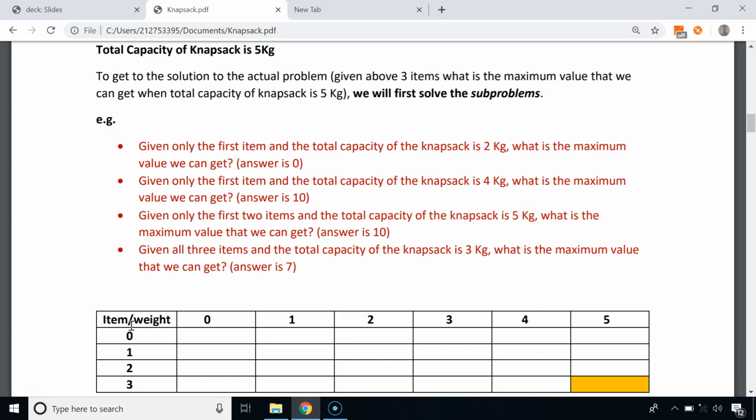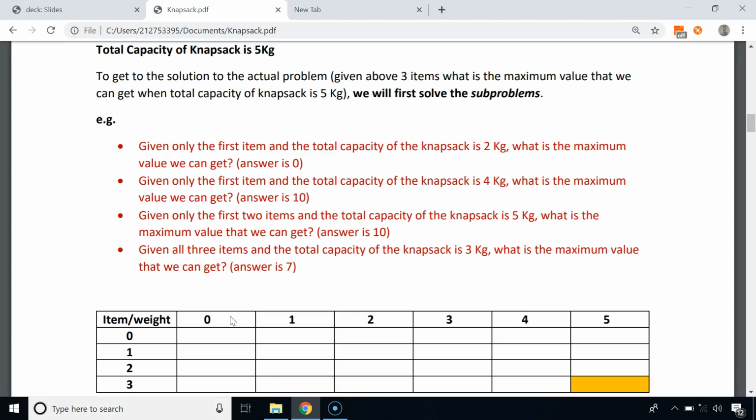So we can represent the problem using a two-dimensional array where rows represent the items and the columns represent the knapsack capacity. So this row represents the solution to subproblems when we don't consider any item, and this row represents the solution to subproblems when we consider only the first item, and this row represents the solution to subproblems when we consider the first two items, and this row represents the solution to subproblems when we consider all three items.